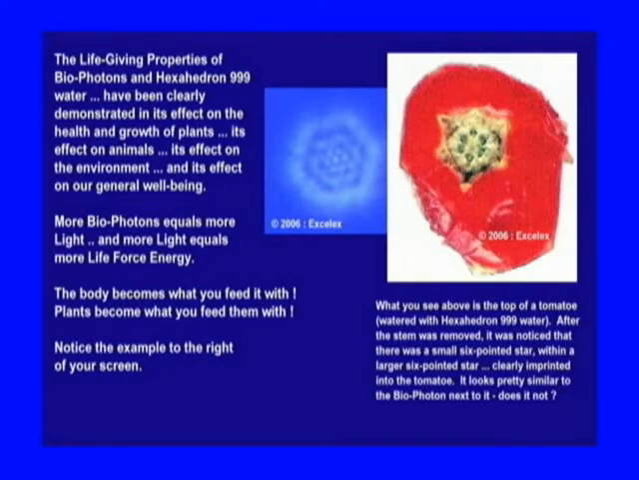Notice the example to the right of your screen. What you are seeing is the top of a tomato, watered with hexagon 999 water. After the stem was removed, it was noticed that there was a small 6-pointed star within a larger 6-pointed star, clearly imprinted into the tomato. It looks pretty similar to the biophoton next to it, does it not? Plants become what you feed them with.